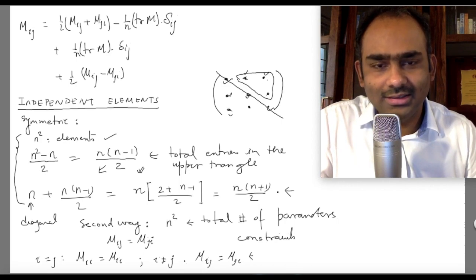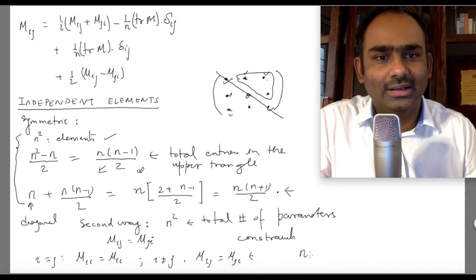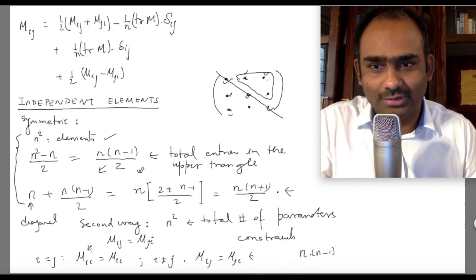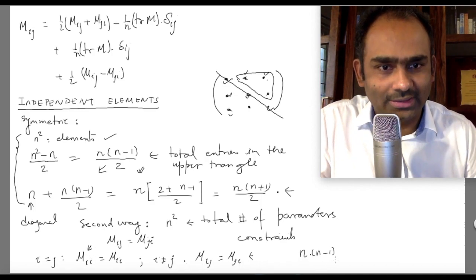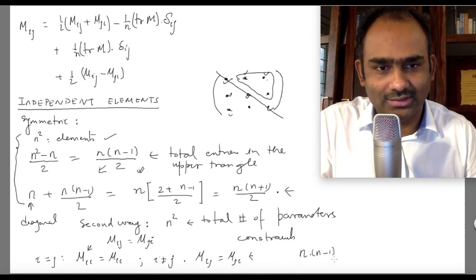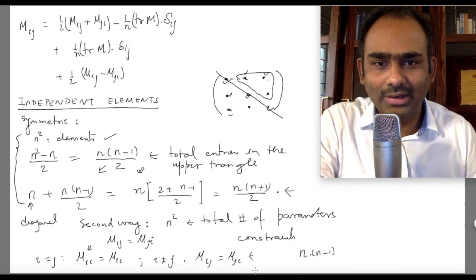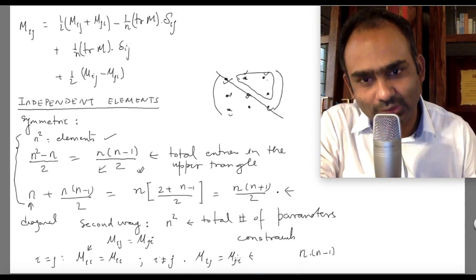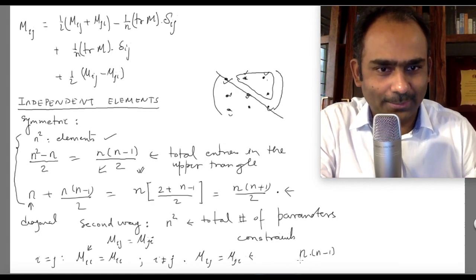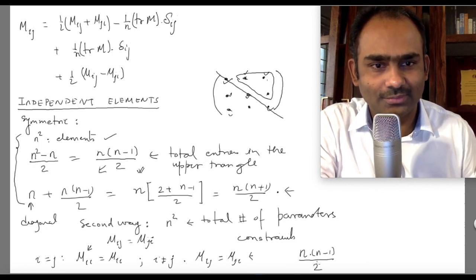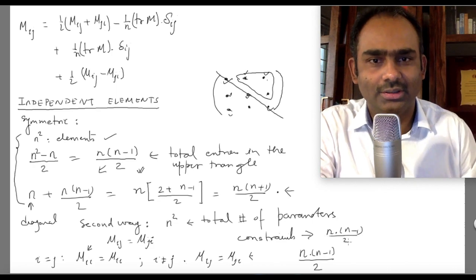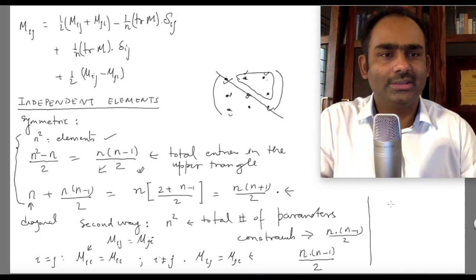And how many of such constraints do you have? Now you can see that I can take any of the n values, then j can take any of the remaining n minus 1 values. I don't take n again because one of them is here, right, when they become equal. So j can take any of the n minus 1 values, which is good. So these are the number of constraints, but we are still overcounting because M12, let's say it is 1 and 2, and M21, these are the same relations, right? It says M12 is M21, and again you get M21 is M12. So you're counting twice, so you divide by 2. So this is the total number of independent constraints. Here the total number of constraints is n into n minus 1 over 2. Okay, so how do you get the total number of independent parameters?